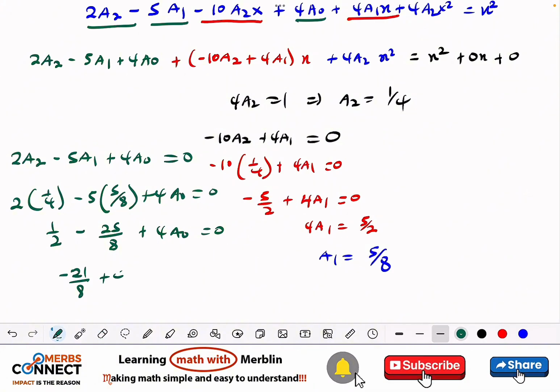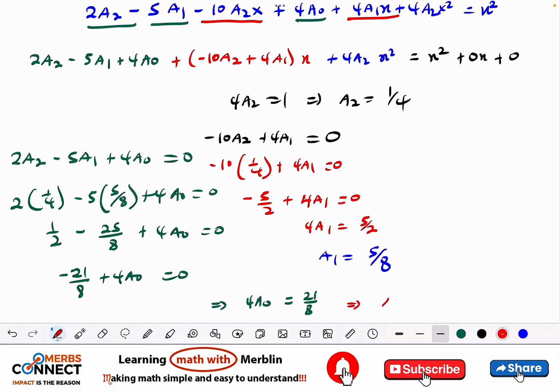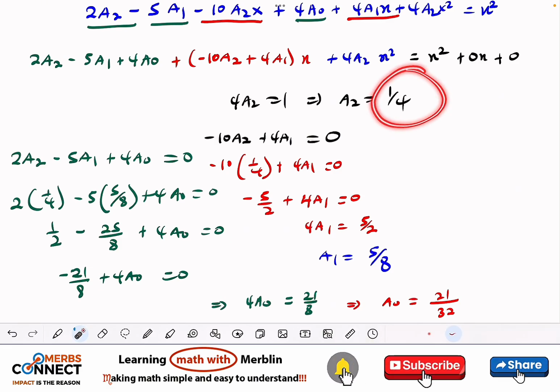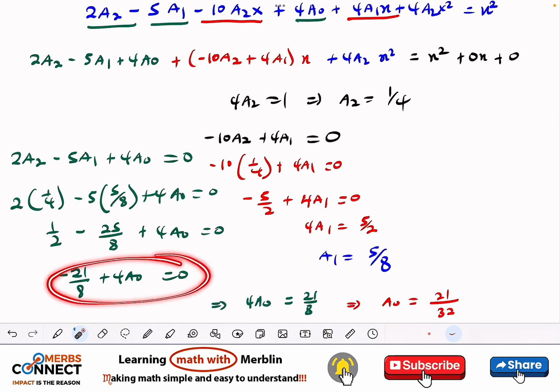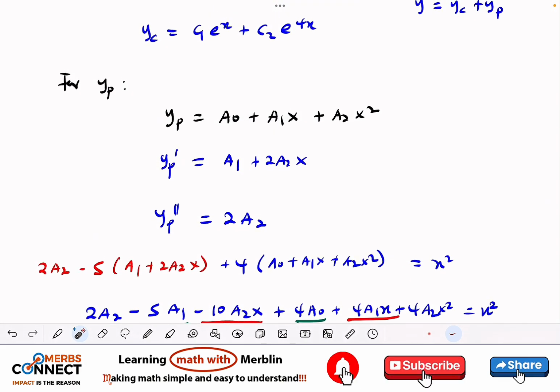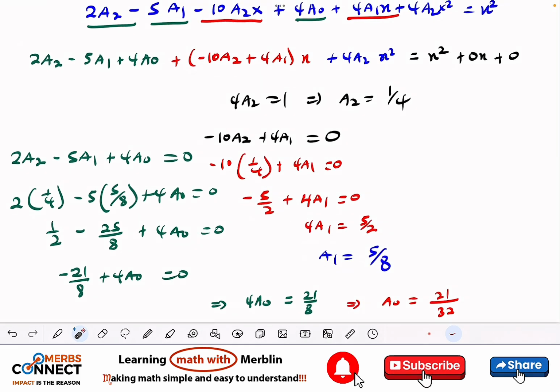Then plus 4a0 is equal to 0. So now this implies that 4a0 is equal to 21 divided by 8. Divide this one by 4, and this implies that a0 is equal to 21 divided by, I think, 32. 8 times 4 is 32, yes. So a0 is 21 over 32, a1 is 5 on 8, and a2 is 1 on 4. Please check the calculation here for me. If I made a mistake, you can put it in the comment for me to notice that.